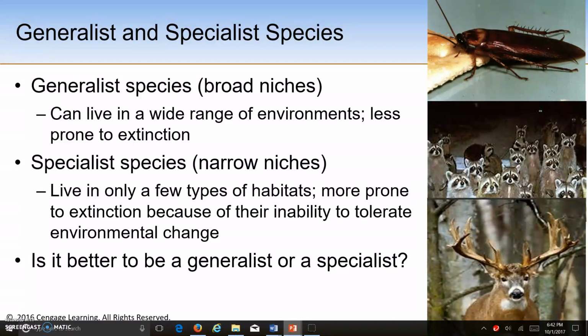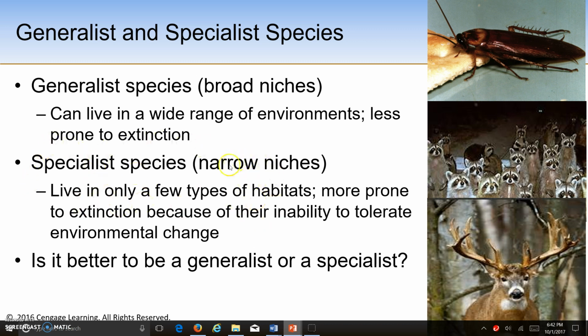Let's talk about generalist and specialist species. Generalist species have broad niches. They can live in a wide range of environments, and they are much less prone to extinction. I've provided some pictures for you on the right with the American cockroach, the raccoons, and the white-tailed deer. Other generalist species could include the crow, the cardinal, blue jay, rats, etc.